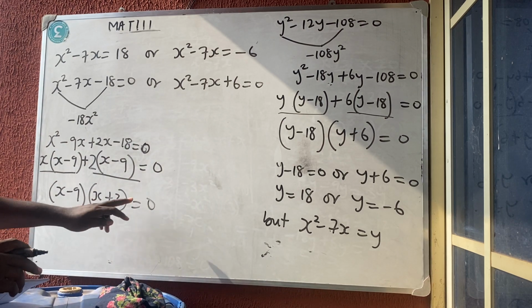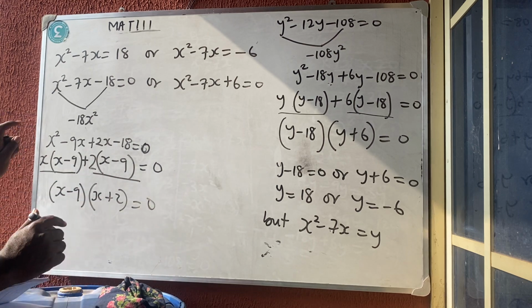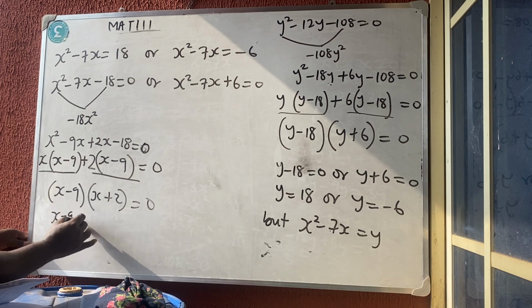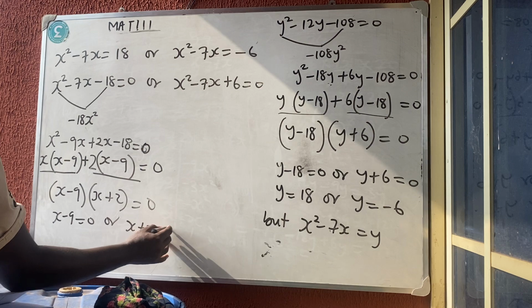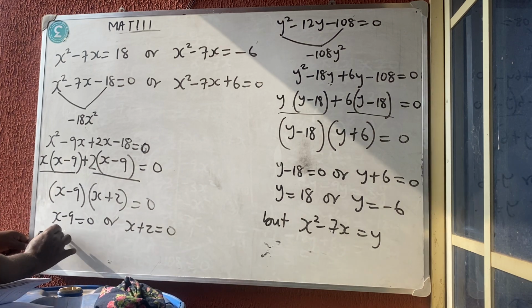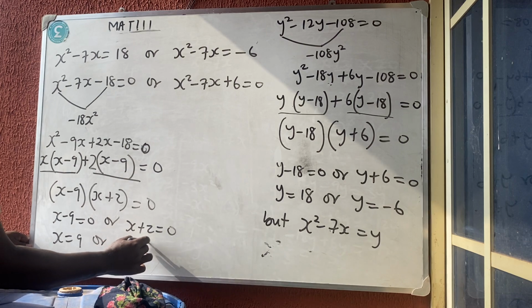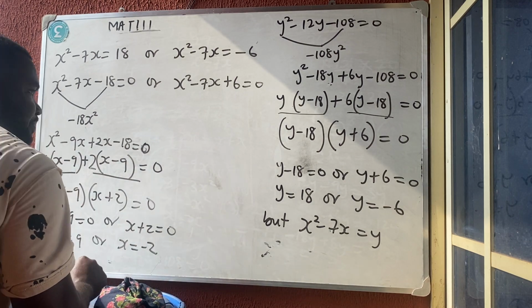When the product of two things is equal to 0, it means that each of them must be 0. So what I have? x minus 9 is equal to 0, or x plus 2 is equal to 0. So finally, I'm having that x is equal to 9, or x is equal to minus 2. That is for that side. Let's go back to the other side.